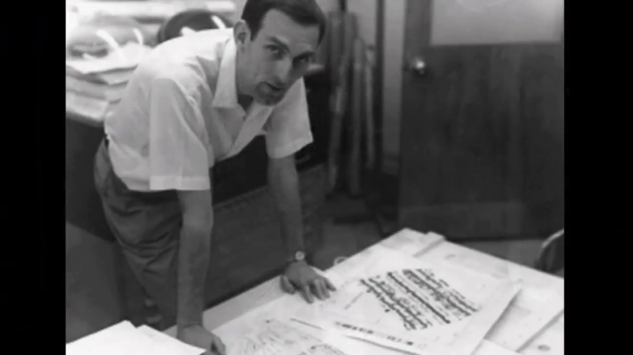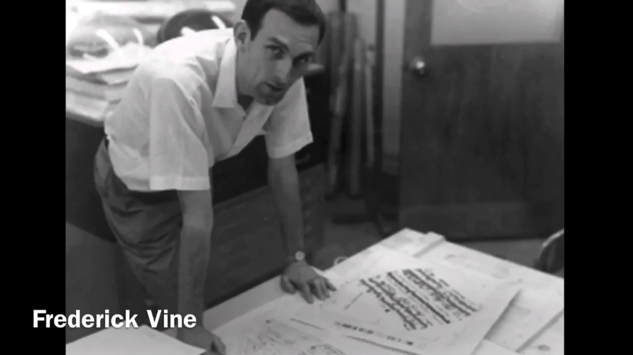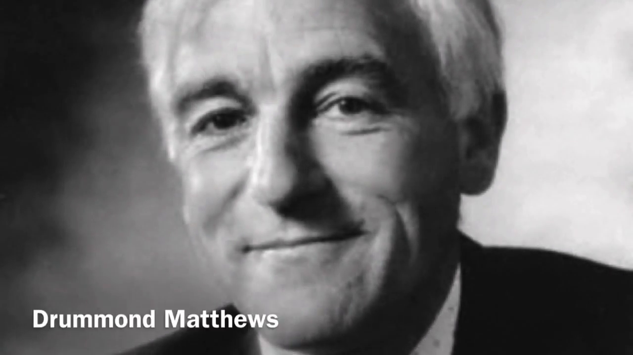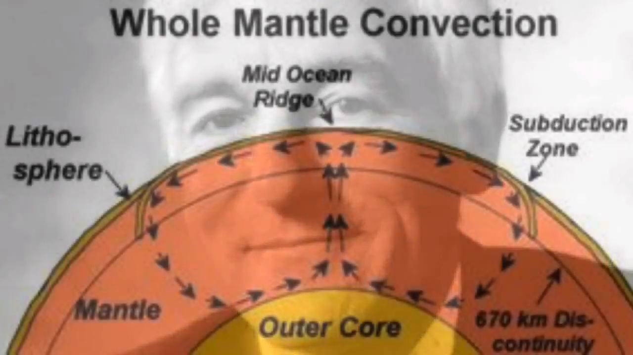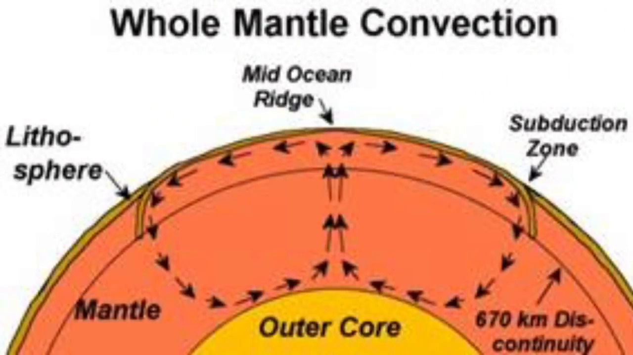Another pair of scientists were Frederick Vine and Drummond Matthews. Vine was a PhD student under Matthews at Cambridge University. Their work looked at the patterns of magnetic stripes on the ocean floor. If Hess was right, they hypothesized the symmetrical pattern of stripes was no accident, but indicated that the Earth's magnetic field switches direction over time from its normal direction to the opposite. It was later proven that mantle convection is the cause of seafloor spreading.